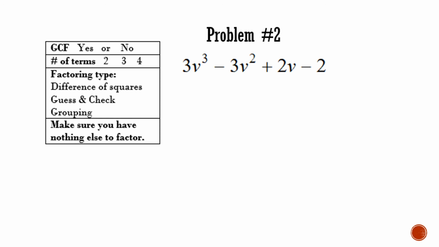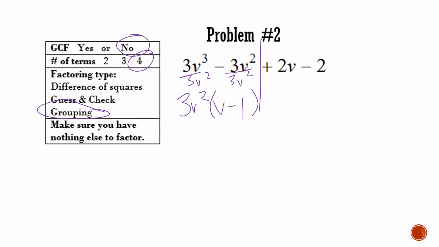Okay, looking at number 2 here, they do not all have v's in common, and the number they would have in common is 1, so that wouldn't change my problem. So no, there's no GCF. There are 4 terms, so that means I'm going to be using grouping. Remember, with grouping, you split that problem in half, and I'm still using that GCF concept on each side. Here on the front, they have 3v squared in common. If I divide by 3v squared, I get v minus 1.